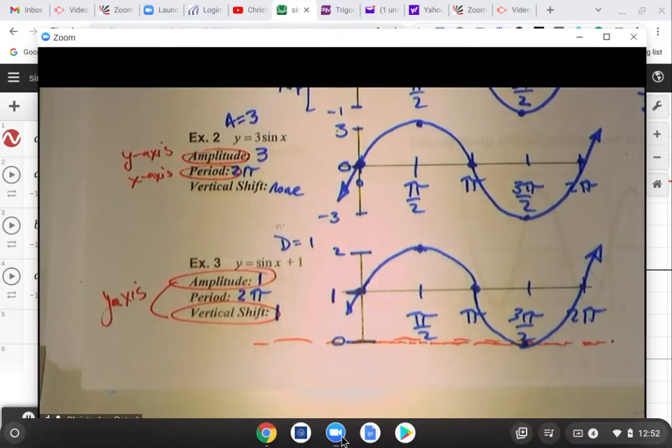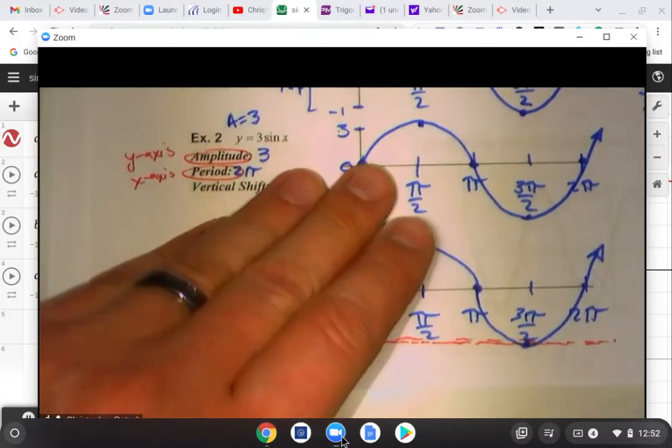All right, any questions with sine? Give me a thumb. Where are we at, guys? Is this pretty easy? Okay. Again, when you're doing MyMathLab, it's just a bunch of sliders. It should be pretty easy.